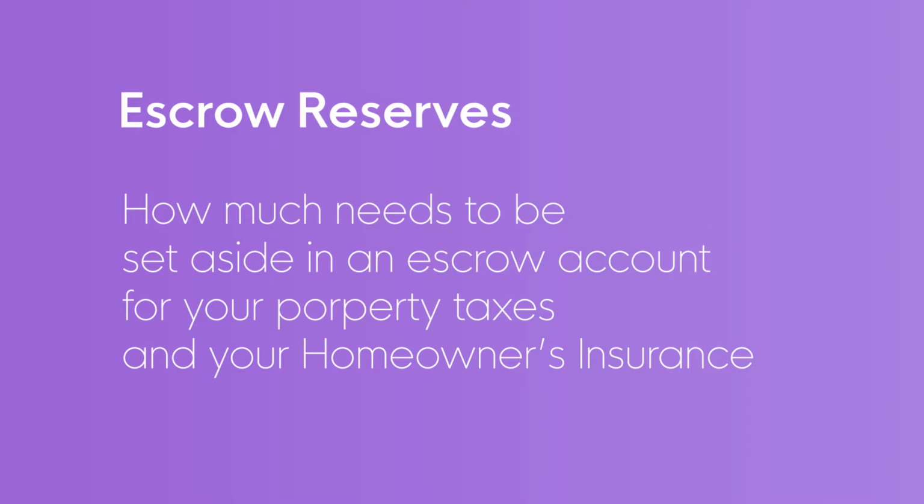The fourth section are going to be escrow reserves, meaning how much needs to be set aside in an escrow account for your property taxes and for your homeowner's insurance. That escrow account will hold those amounts until those bills are due and then paid out of that account each year. The fifth section are going to be recording fees, meaning what does your state and county charge to transfer property from the seller's name into your name.